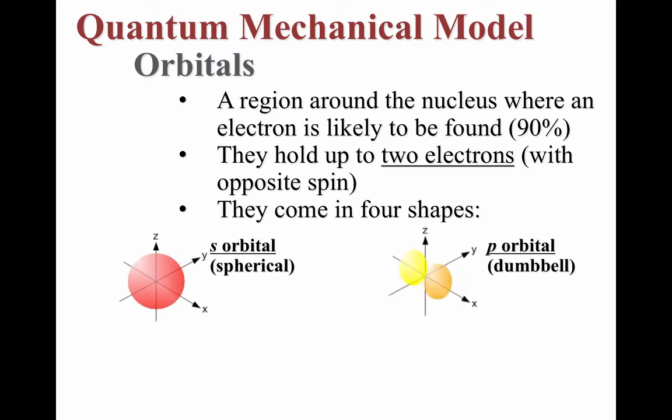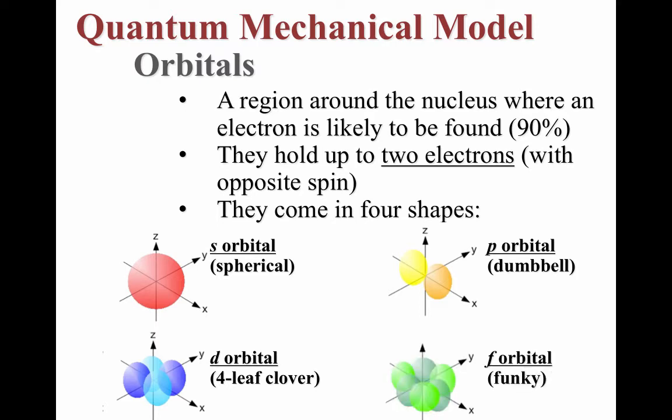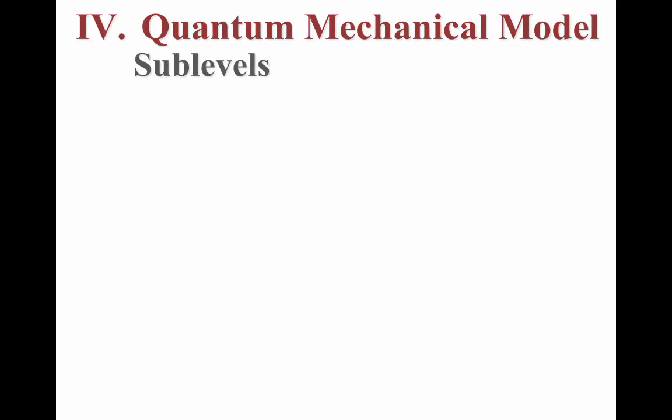The next one has more of a dumbbell shape and a name that doesn't match. It's called the p orbital. P for dumbbell. The next one is called a d orbital, and it kind of looks like a 4-leaf clover. The d orbital. The last orbital has a funky shape, so it is appropriately given the name f orbital, for the funky-shaped orbital.